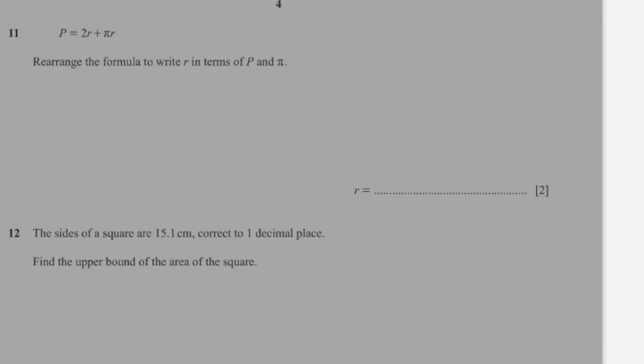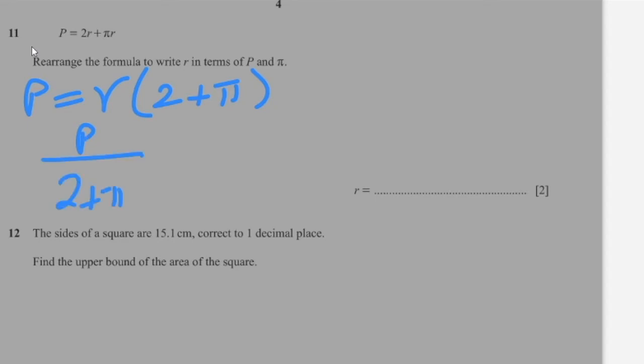11. P is equal to 2r plus pi r. Rearrange the formula to write r in terms of p and pi, or in other words, make r the subject of the formula. So we already have r on one side of the equation. Now I'm going to factorize it and take r out of the bracket since it is common in both of the values. And then we have 2 plus pi. Then I'll shift this bracket to the left hand side. So we have p over 2 plus pi is equal to r.